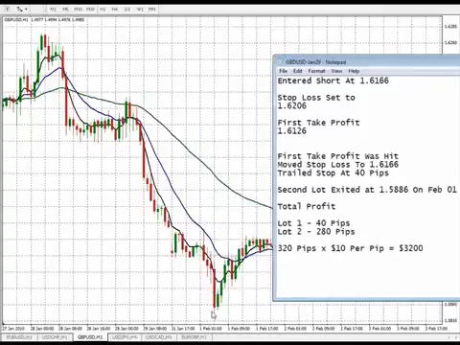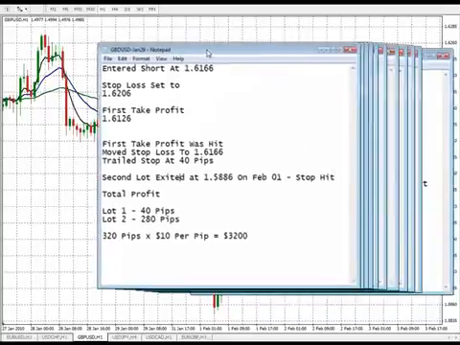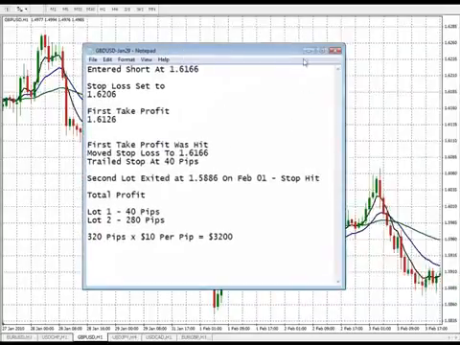Just taking a look here where we exited, the currency pair made its way all the way down to below the 1.5860 level, a few pips below that, and then it retraced, and our stop was hit on the second lot on the 1st of February. So quite a profitable trade.